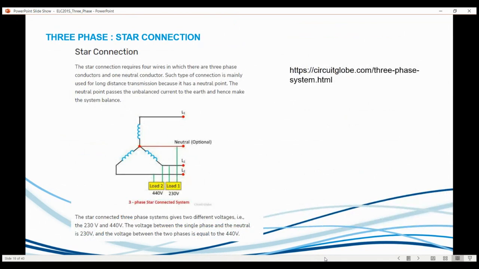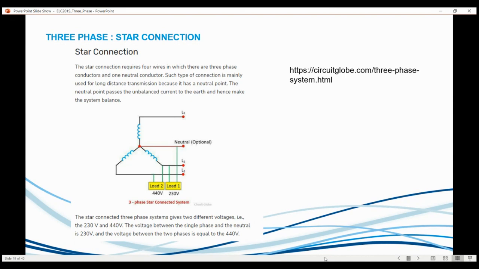Cool. This is now just a quick explanation of what it looks like. What I like is showing the voltages. So from load 1, which is essentially on the phase, you get 230 volts. And if you times that 230 volts there by √3, you'll get your line voltage of around 440, which I'm finding quite strange the way it looks.